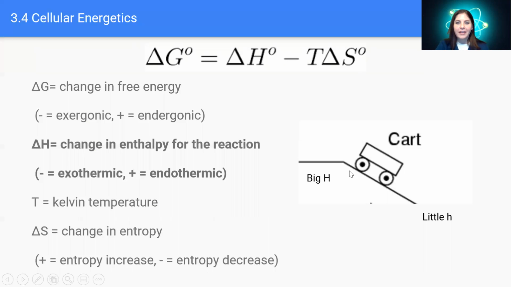So you can kind of think of it like this. If we start off with a lot of energy, for example, stored in the bonds of glucose, and we release that energy, we are going from a higher enthalpy to a lower enthalpy, or a big H to a little h. And as that cart goes down the hill, it decreases the amount of potential energy that it has left because we're breaking those bonds. So eventually it's going to release energy and we will get our little h. And going from our big H to our little h would be a spontaneous reaction.